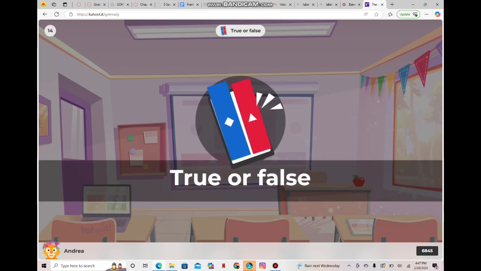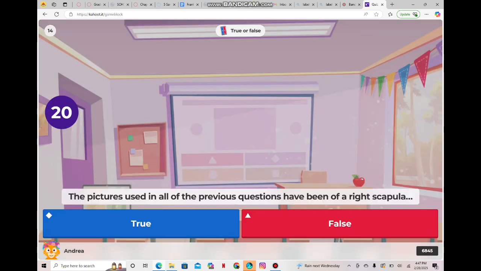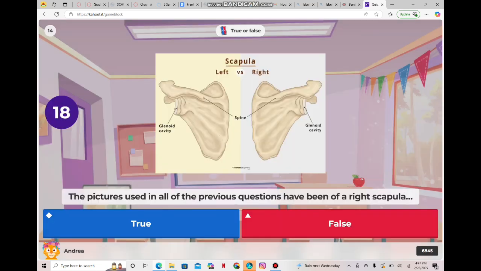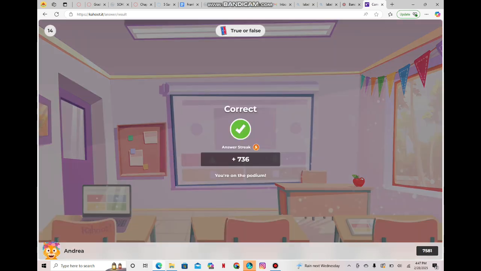Next question. Number 14 out of 16. This is a true or false. All of these pictures that I've been using is from the same scapula. So that one scapula is actually a left scapula. Looking at the pictures, I gave you a little bit of a reference to look at in case you got that one wrong. But that is a left scapula.